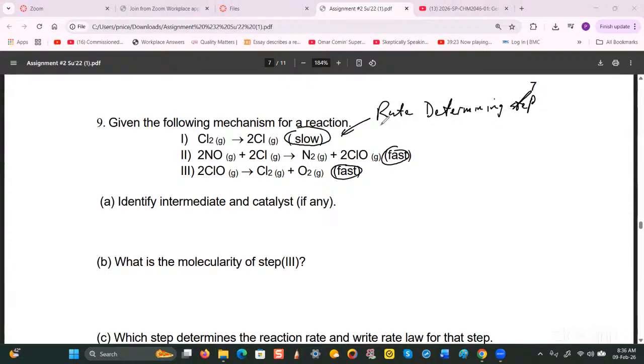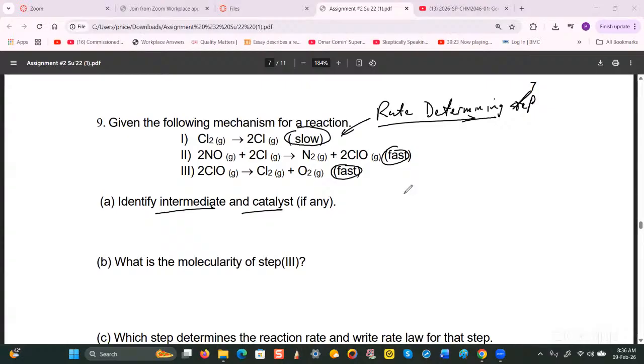And the reason why it's called the rate determining step is because that step determines the overall rate of the reaction, right? So the overall reaction rate cannot be faster than the rate of the slowest step, the rate determining step, all right? Now, here they're asking in question A, identify the intermediate and the catalyst.